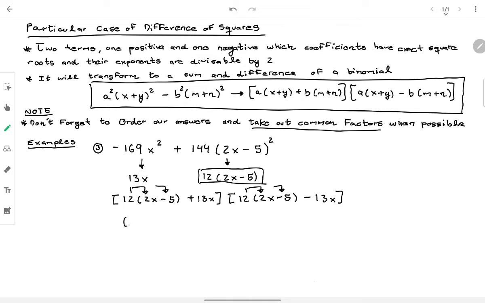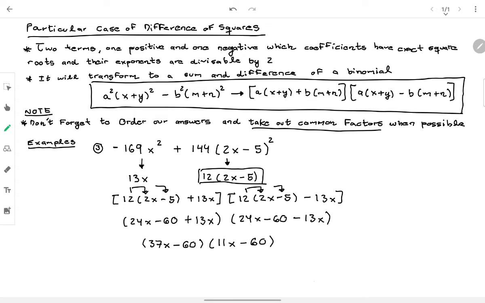So it's going to be 24x minus 60 plus 13x. And in the other one, it's going to be 24x minus 60 minus 13x. So in this case, 24 and 13, it's going to be 37x minus 60. And in the other parentheses, it's going to be 24 minus 13. It's going to be 11x minus 60.